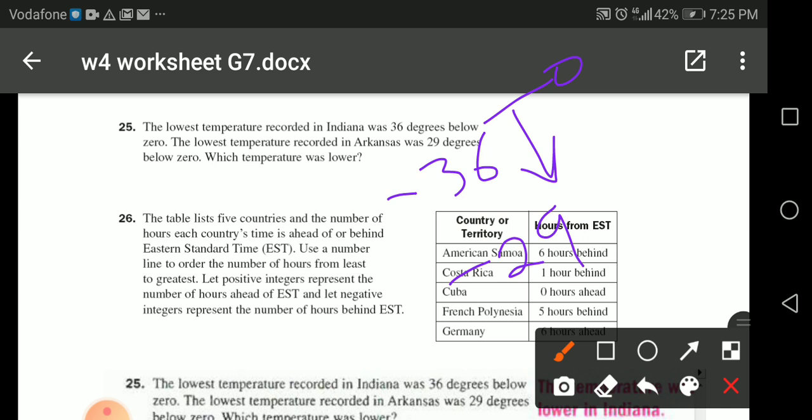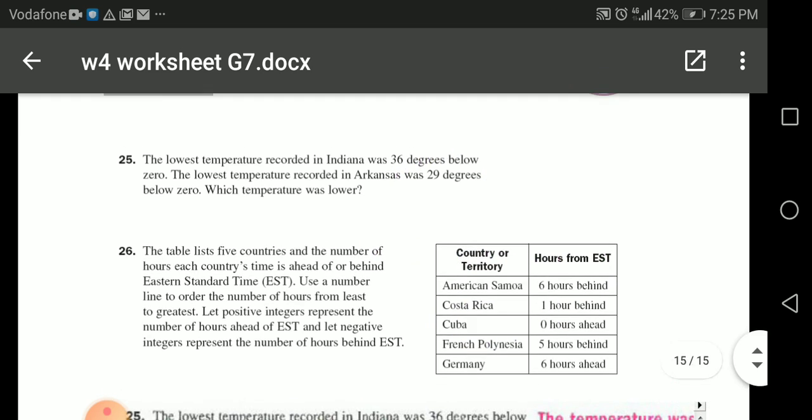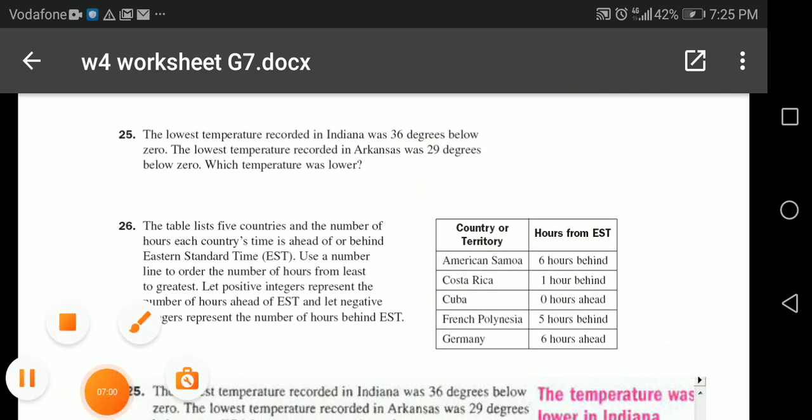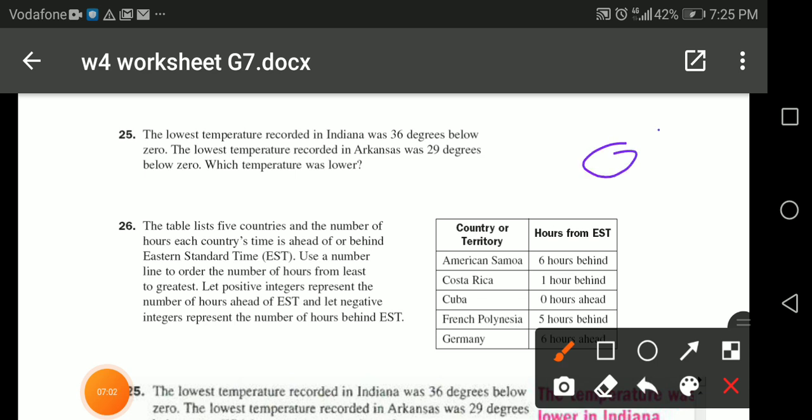Which temperature was lower? -29 or -36? Which is the lower temperature? What do you think, guys? What do you think? Again, I have 0 here. Okay, can we draw it like this, miss?